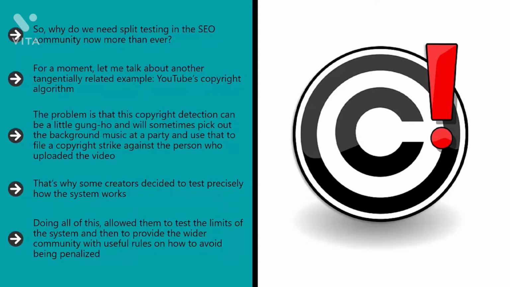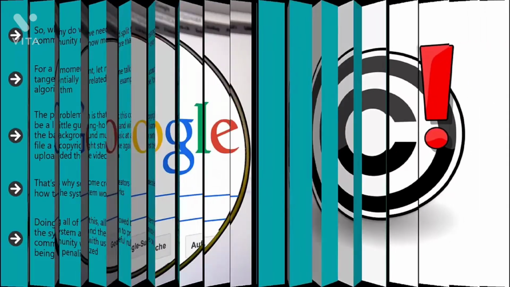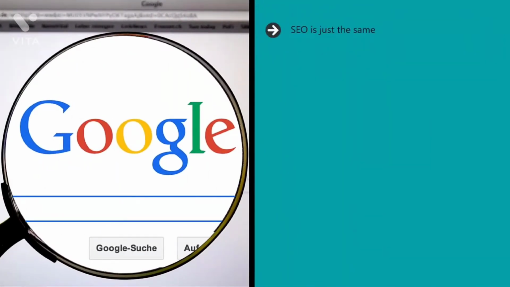They discovered that if less than 10 seconds of content matched, then the person who uploaded the video would likely be fine. And this allowed for a whole host of fair use practices. SEO is just the same. Google is constantly changing its algorithms, moving the goalposts, and going back on what it has said. One minute, it's a good idea to get as many links as possible. The next moment, that's the worst thing you can do.